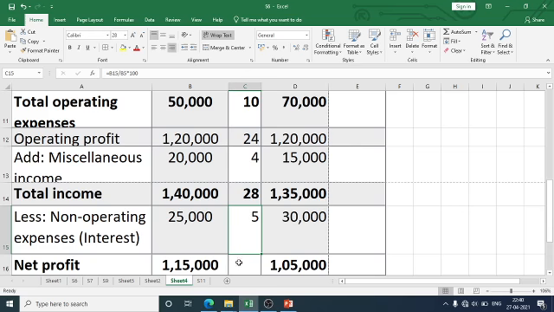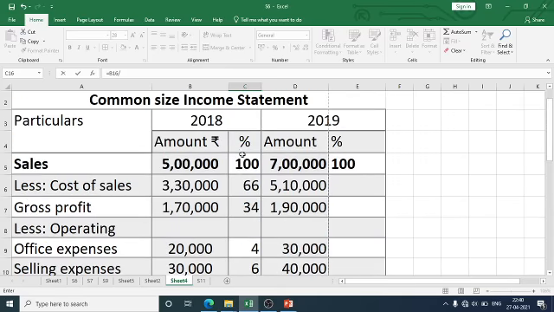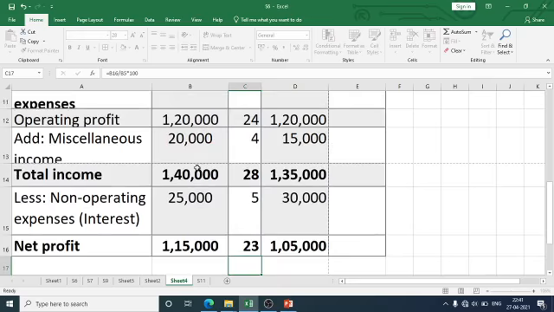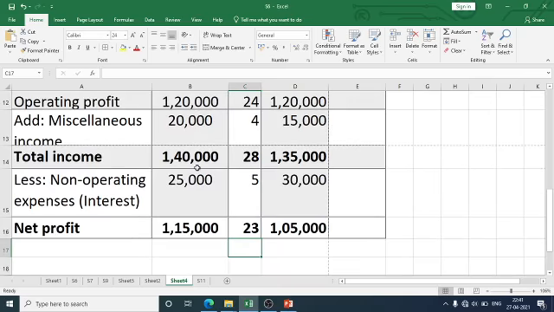And finally, net profit figure is very important. What is the percentage of net profit on sales? So net profit, we need to take 1,15,000 divided by sales into 100. We'll do that. So you will get 23%. So what is the meaning of 23%?